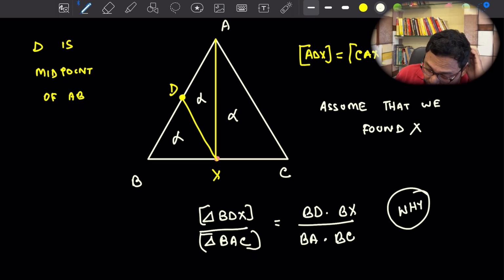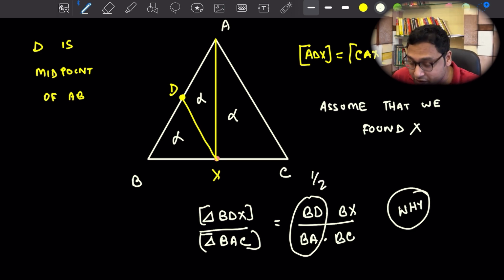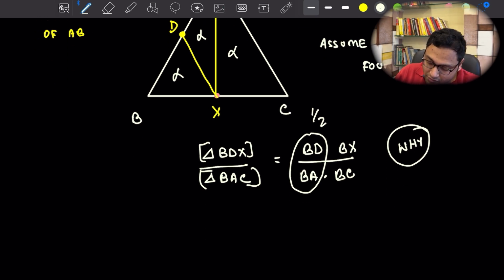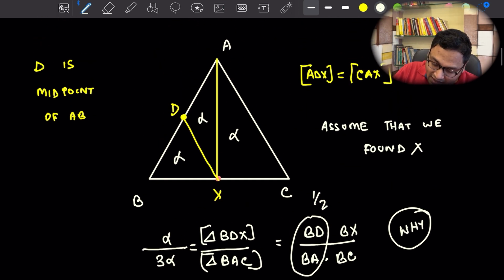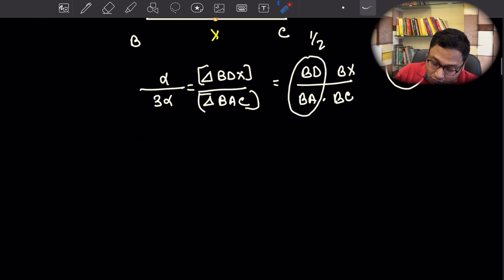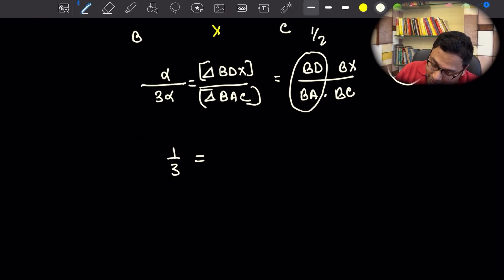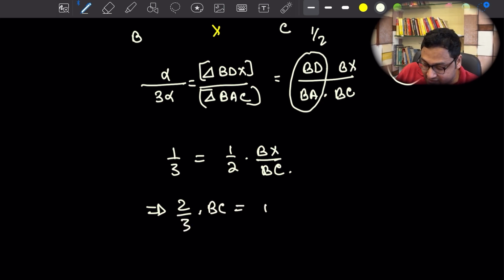Okay, so what is BD over BA? BD over BA is 1 by 2, right? Because D is the midpoint of BA. And what is BDX over BAC? BDX is alpha. BAC is 3 alpha, because alpha plus alpha plus alpha. So 1/3 is equal to half times BX by BC. So 2 by 3 times BC is BX. Okay, we found X.